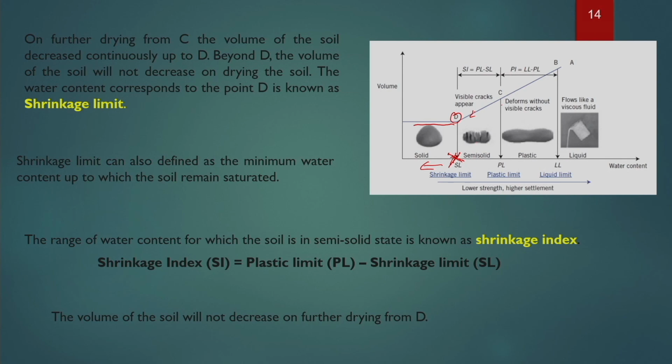Again, once the soil crosses the shrinkage limit state, it will be in solid form, and therefore the shrinkage limit can also be defined as the water content at which the soil changes from semi-solid state to solid state. Therefore, here shrinkage limit can also be defined as the minimum water content up to which soil remains saturated. So beyond point D, the soil will not change in its volume. This range of water content for which the soil will be in semi-solid stage is known as the shrinkage index. So shrinkage index can be defined as the difference between the plastic limit and the shrinkage limit.